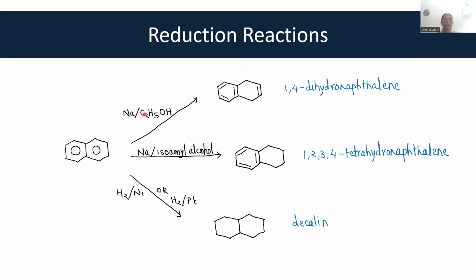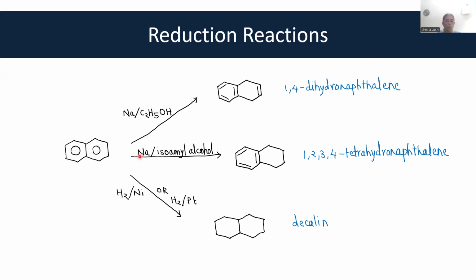Going now to reduction reactions. Again, it is the same. There are 3 reducing reagents which give different products. When naphthalene is treated with sodium and ethyl alcohol, one double bond is reduced and it gives 1,4-dihydronaphthalene.